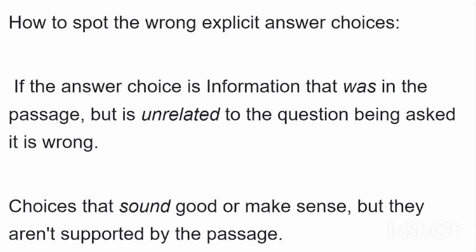Choices that sound good or make sense, but aren't supported by the passage, are wrong. As I said, textual evidence. Always ensure that the answer choice you choose can be backed up by evidence in the passage.